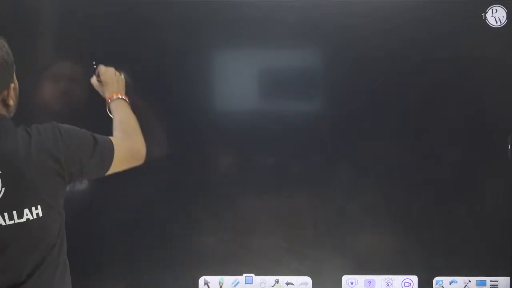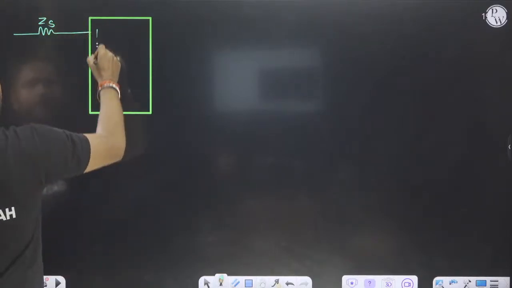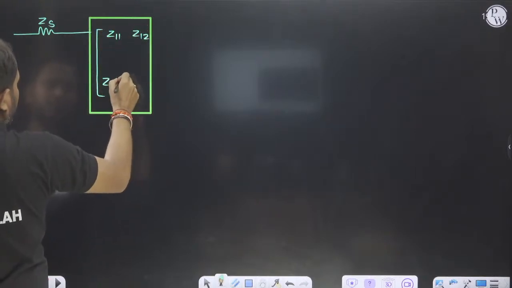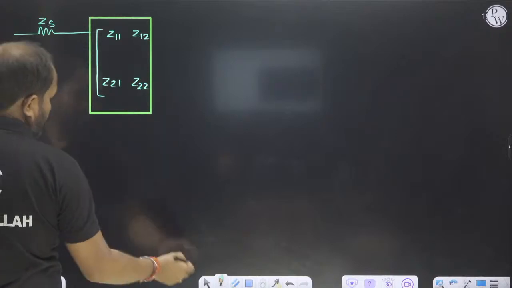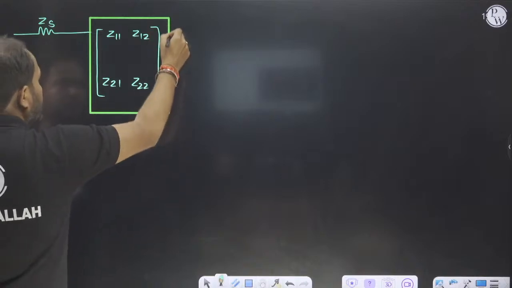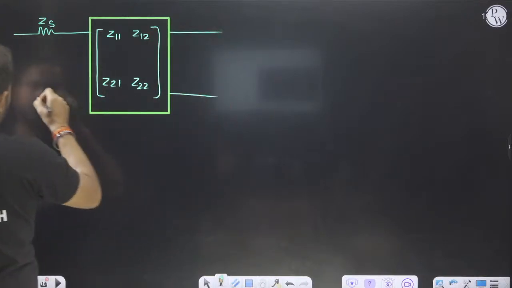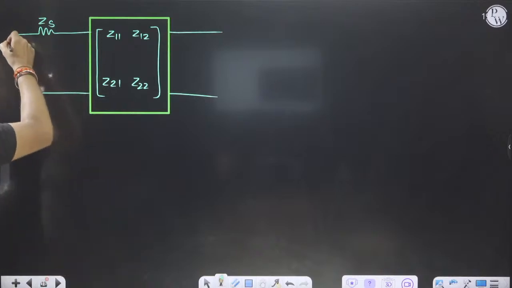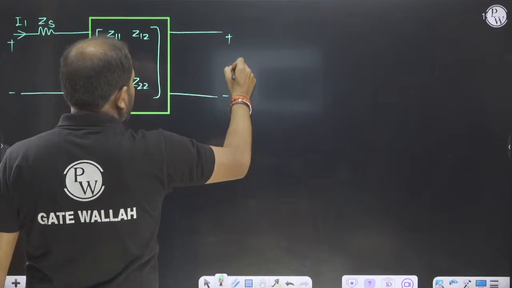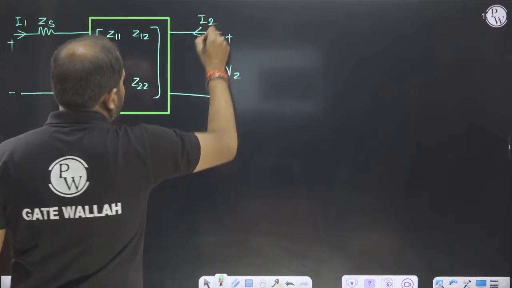Again, we have one more type of question. They will give you a two-port network, with one resistance ZS and a Z parameter. So I will ask, what is the new Z parameter for this network? They will ask, what is the new Z parameter?